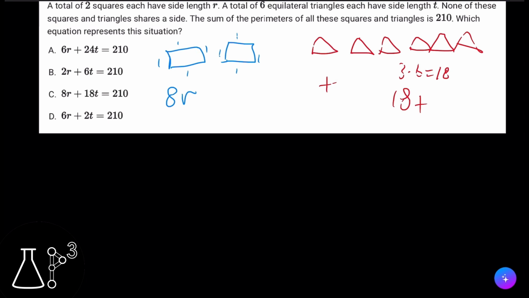So now what we want to do is figure out the perimeter. Perimeter is adding, so we would add 8r plus 18t, which equals 210. And if we look up all of our answers, that corresponds to C.